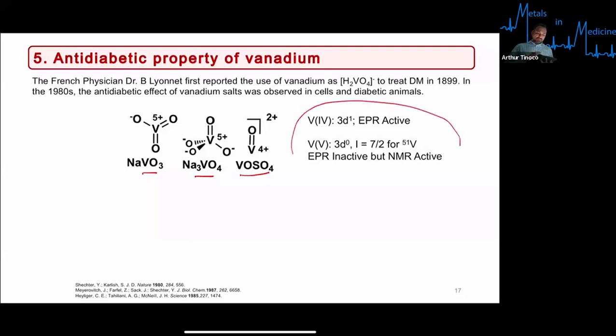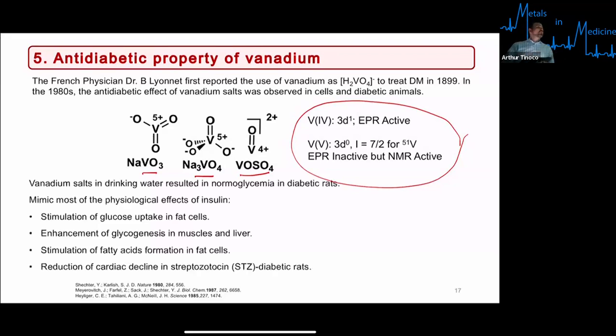So just again, given our perspective of focus on transition metals, a distinguishing feature between vanadium 4 and vanadium 5: vanadium 4 is paramagnetic, it's a d1 electron configuration, whereas vanadium 5 is d0. So that activates different types of spectroscopies or techniques that one can use to characterize these particular compounds. Vanadium 4 being EPR active, vanadium 5 not EPR active, but importantly, vanadium 51 is an NMR active nucleus that one can exploit in order to do vanadium NMR.